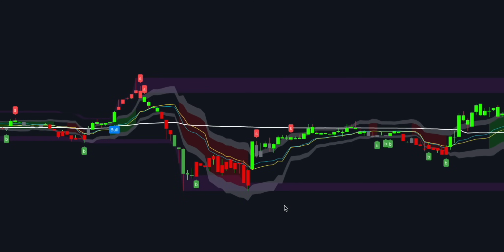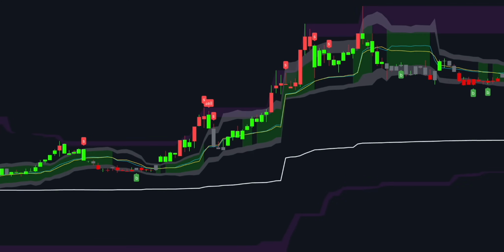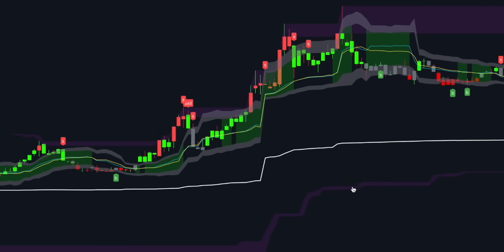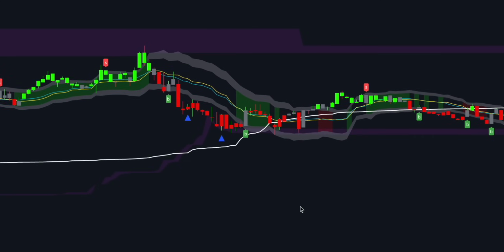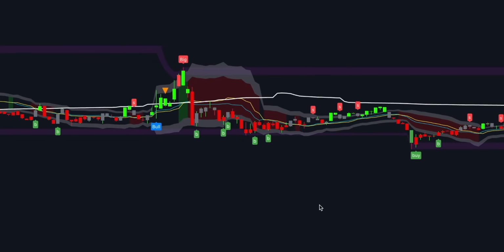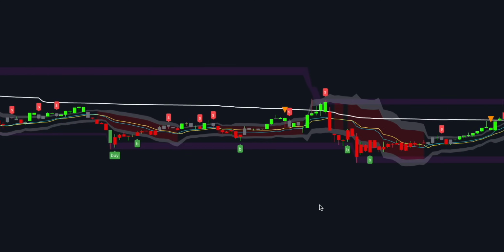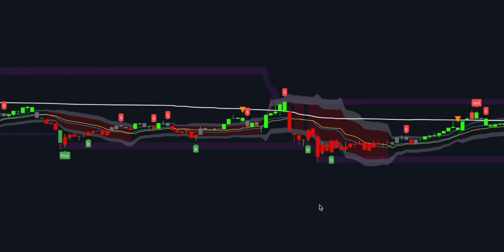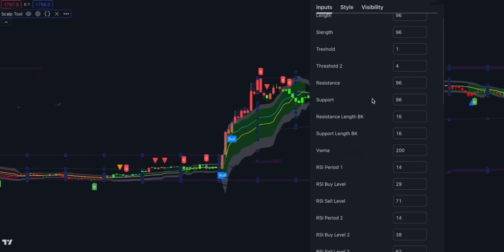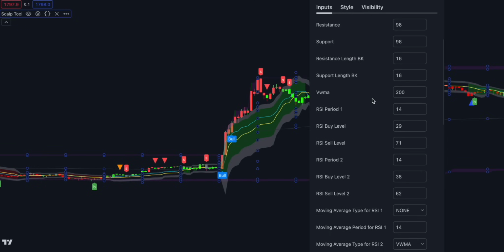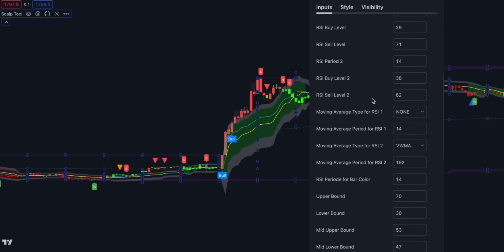The easiest way to eliminate fake signals is by looking at the channel's background when a signal is generated. For example, when the market is in a strong uptrend, the background changes to green. During strong selling pressure, the background is red. If a buy signal appears on a red or no background, it becomes invalid. In the indicator settings, you can customize many parameters and find the ideal configuration that works for you.